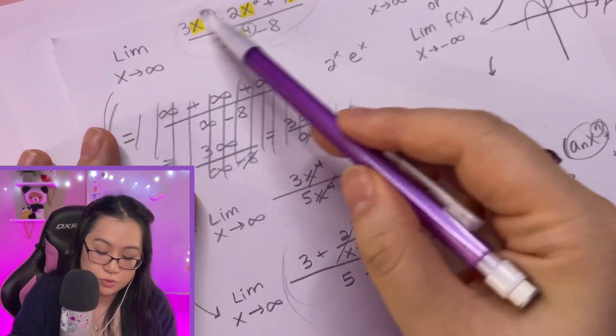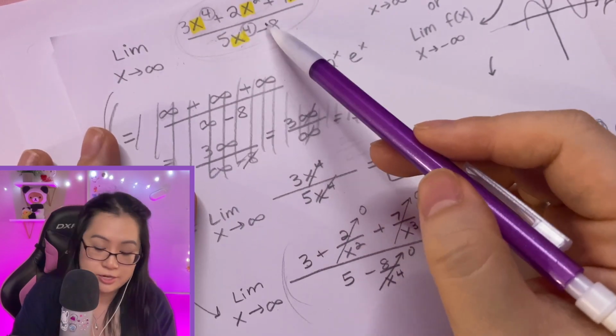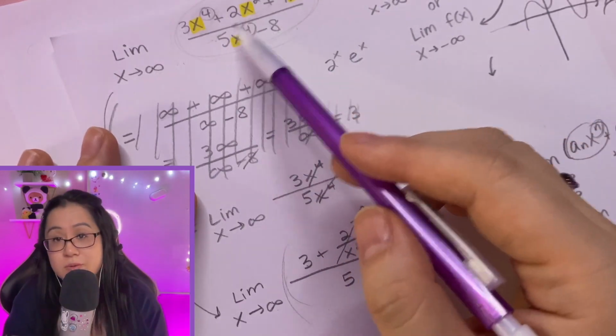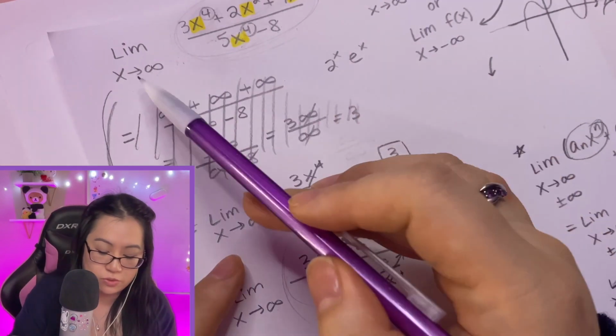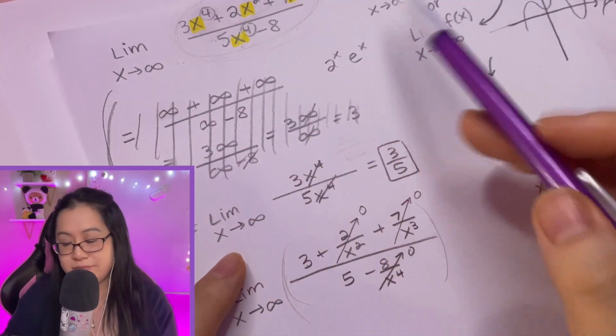If the top part has more weight, and we have an x to the 6th up here but an x to the 4th down here, then the whole numerator has more weight on the limit, and so the whole thing would go towards infinity as x goes to infinity.